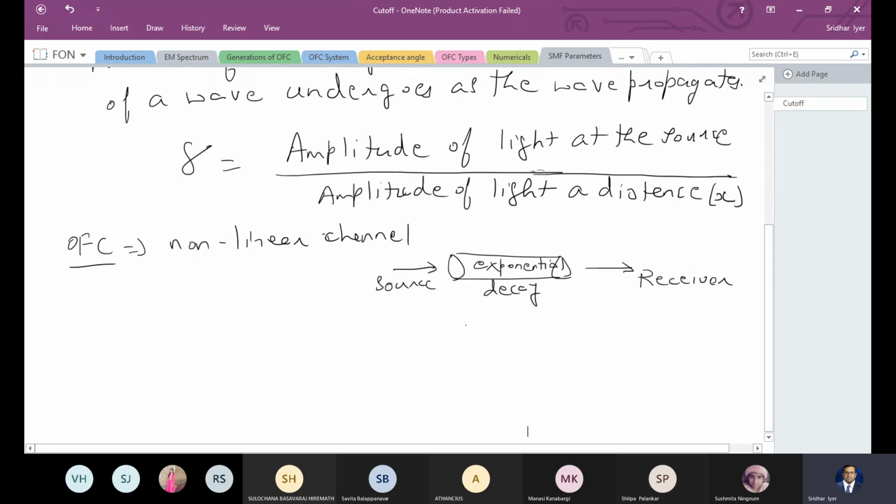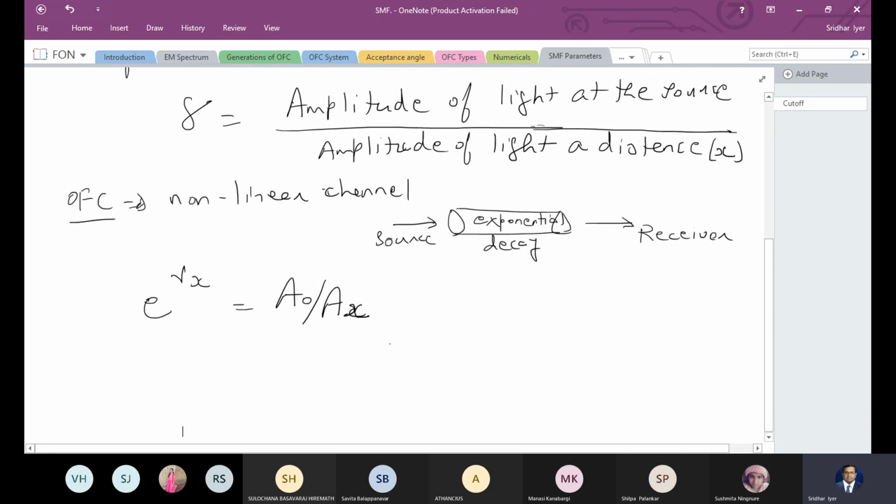Exponential decay or decrease in the amplitude. This is mathematically written as A = A naught e raised to minus gamma x, where A naught is the amplitude at the source, and A is the amplitude at whichever distance x you're measuring. That's why it is being multiplied with x. I should actually write this as gamma, and this propagation constant gamma is alpha plus j beta.